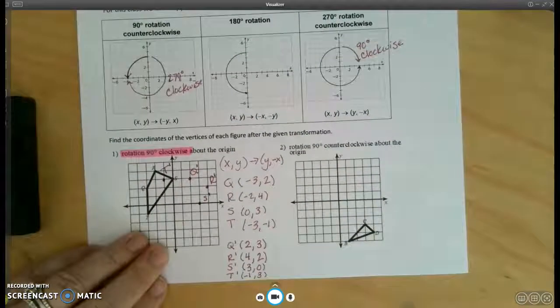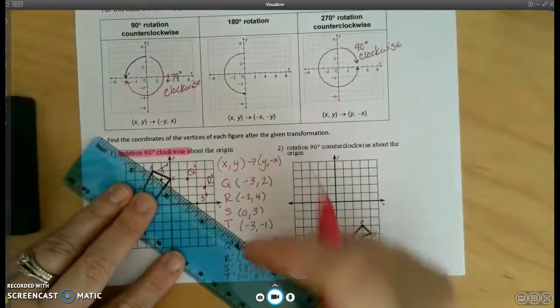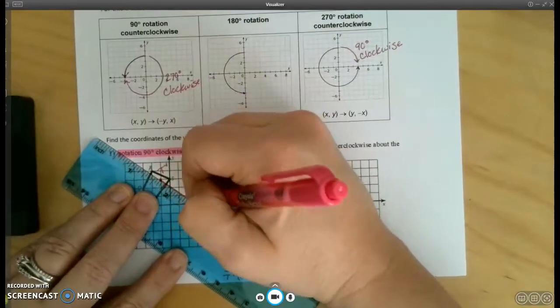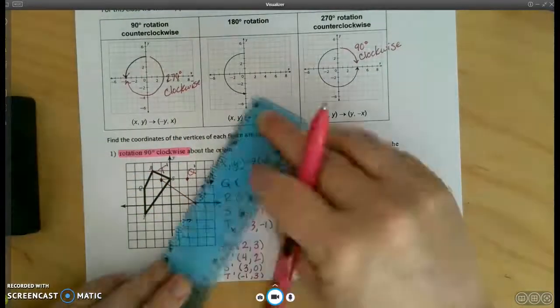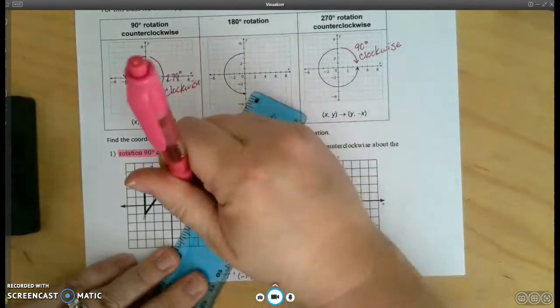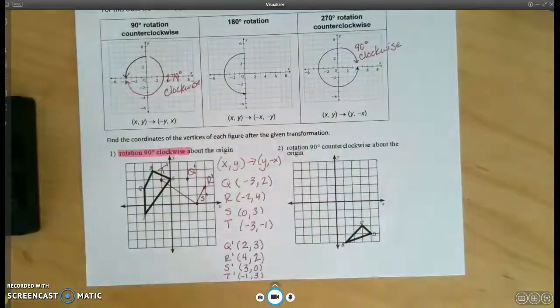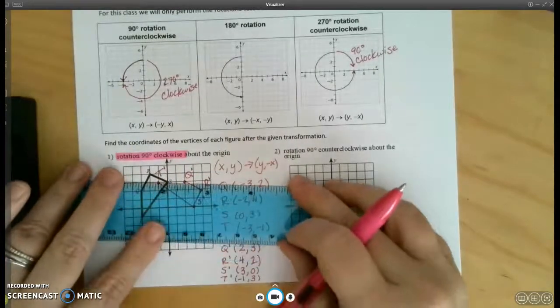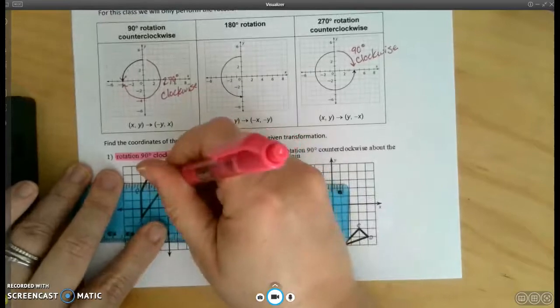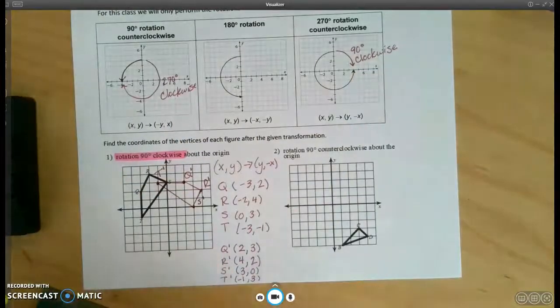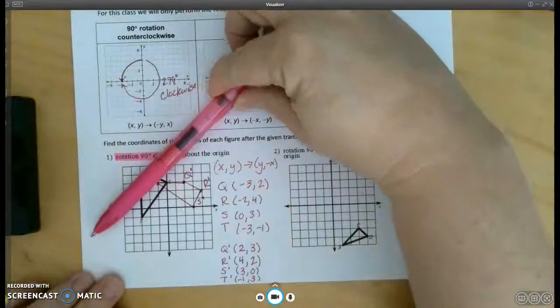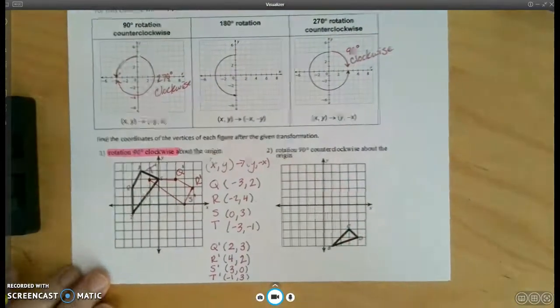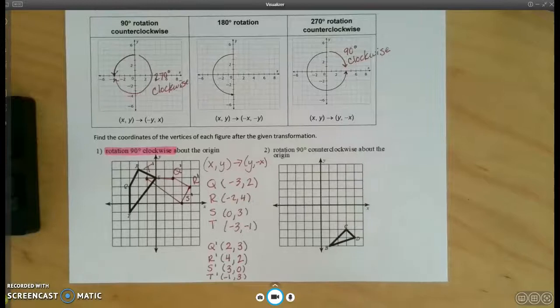And I'm going to connect my dots here, and I should have something, again, same size, same shape. None of that has changed. It has just been turned or rotated 90 degrees clockwise. And I can see that it's gone from kind of this way to that way. Okay? So rotations are kind of funky. They're a little bit harder to see, I think, than the other ones. But we can still do them.